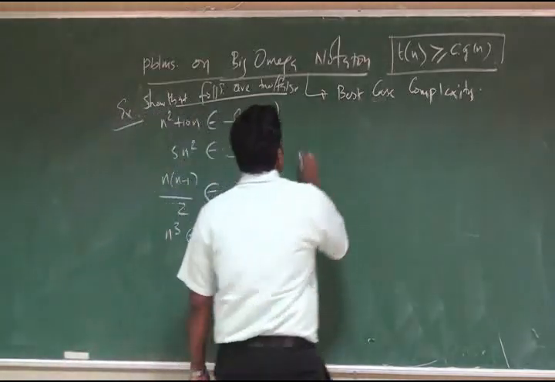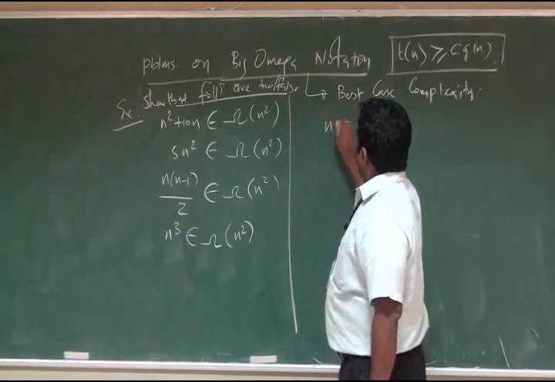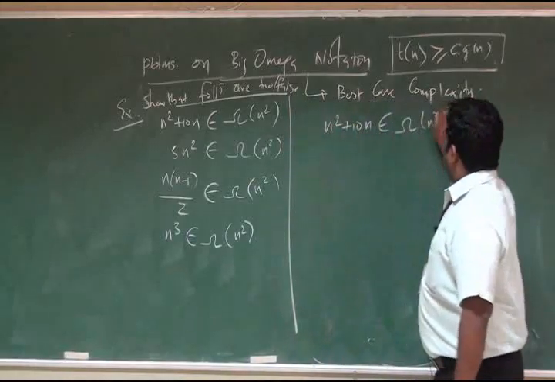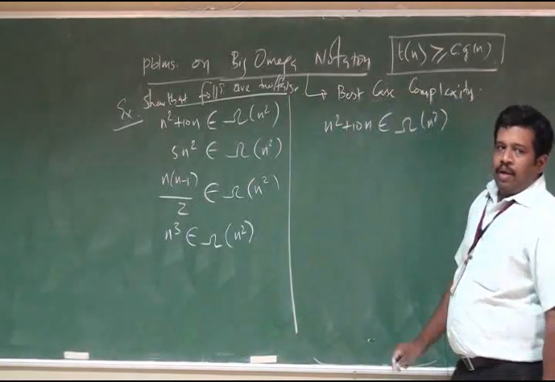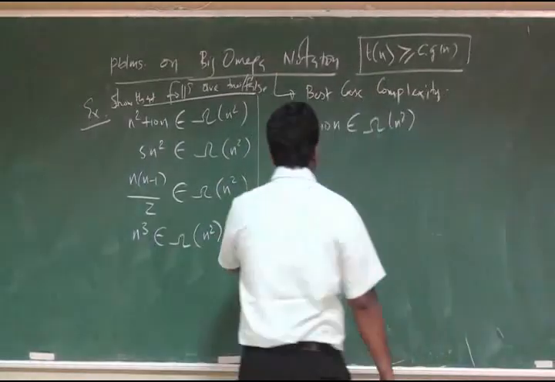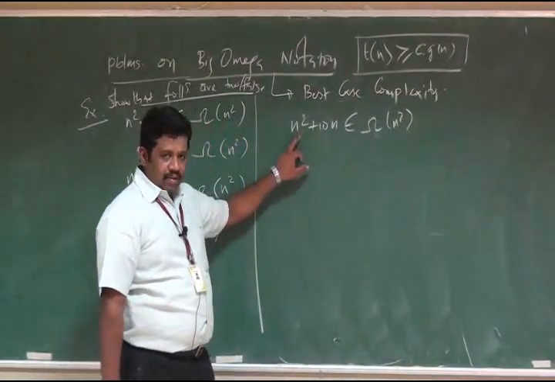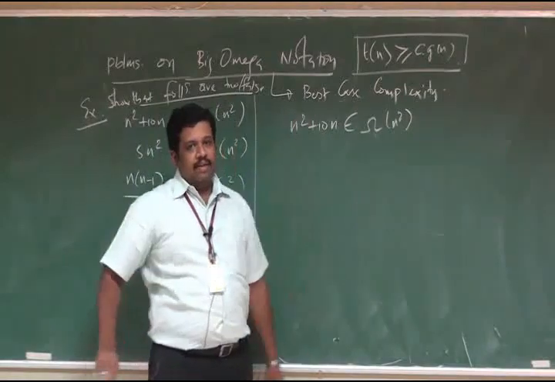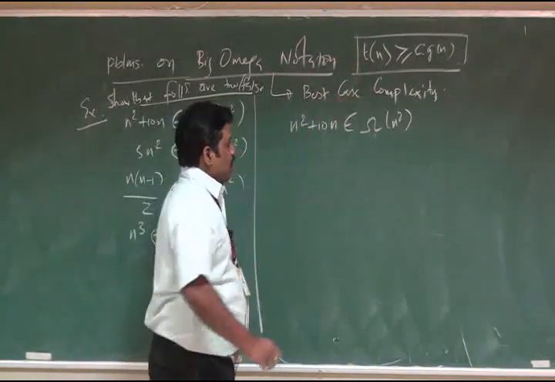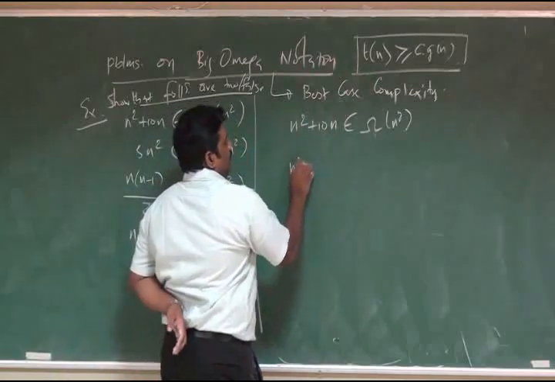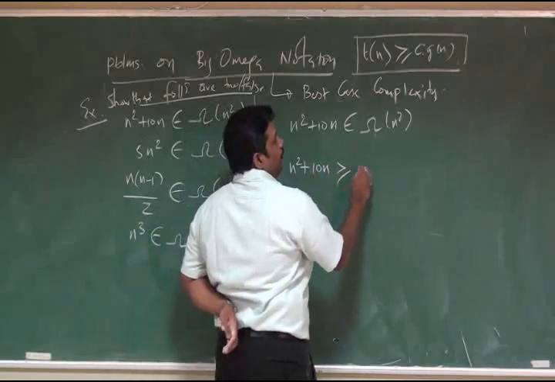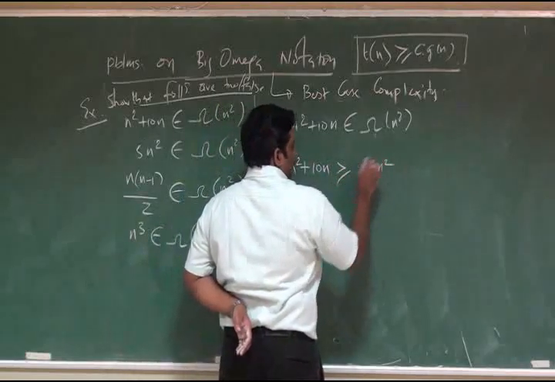Expression number 1: n square plus 10n, big omega of n square. With reference to the equation, it is identified that T of n is n square plus 10n and G of n is n square. So we are supposed to map this into a technical equation. It is written as n square plus 10n greater than or equivalent to C into n square.